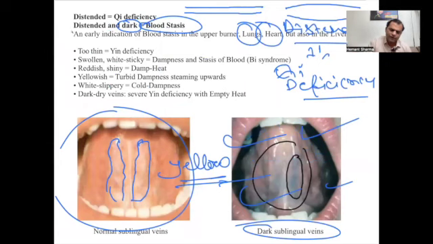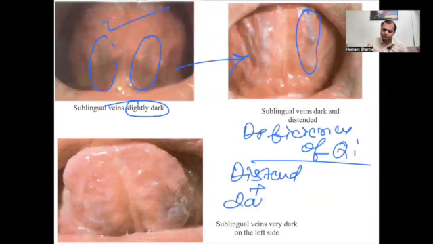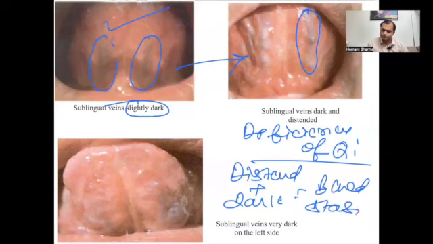So distended and dark means blood stasis. Most of the time in the upper burner and the lower burner.